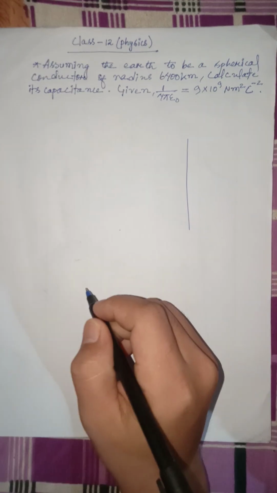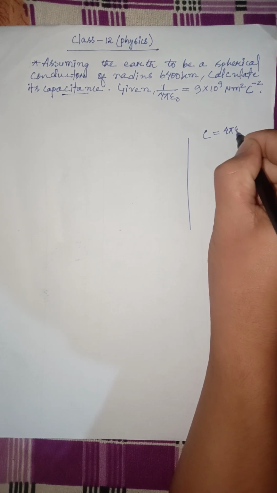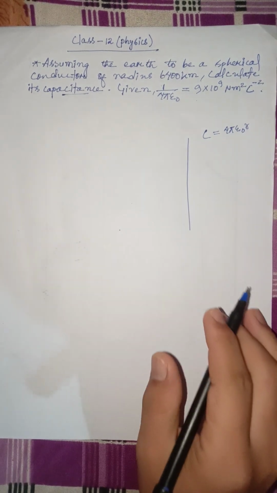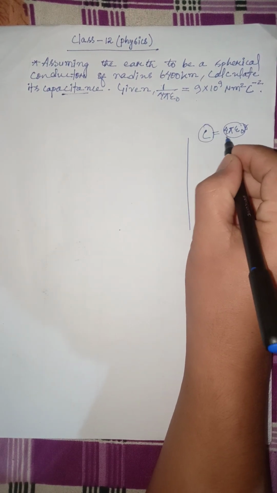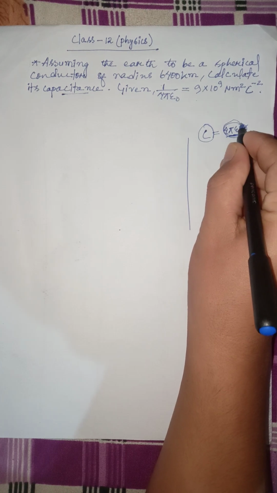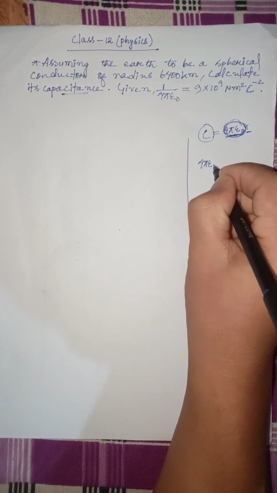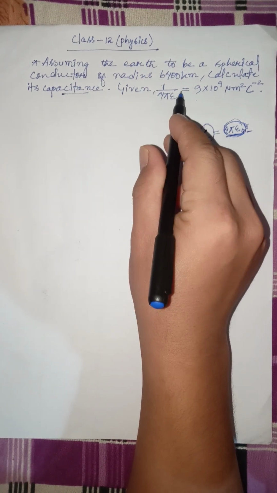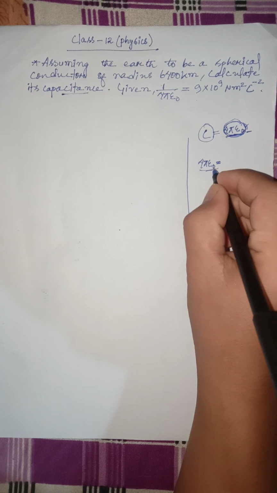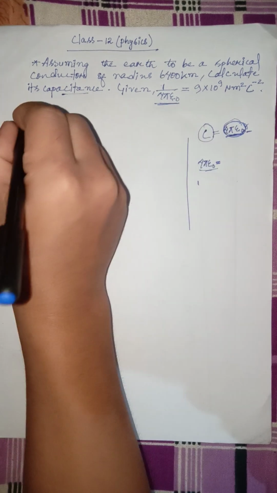Now how to find this? Actually, the formula for this capacitance is C is equal to 4 pi epsilon naught r. Now let us check this. In order to find this, we need to have the values of this as well as this. What is the value of 4 pi epsilon naught? Here the value of 4 pi epsilon naught is not given to us. We have to make it. Now how should we take it? From here we have to take it, right?